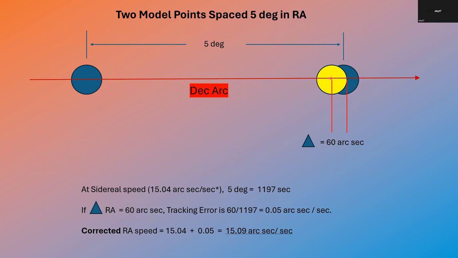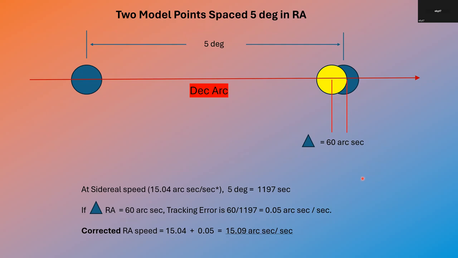in other words, the yellow dot represents what you actually get when you did your plate solving versus where it should be, represented by this right-hand green dot. Then the tracking error is 60 arc seconds divided by the 1197 seconds, or 0.05 arc seconds per second. So that's the correction factor. Your corrected right ascension speed would then be the sidereal rate plus the 0.05 arc seconds per second correction factor, for a total of 15.09 arc seconds per second. That would be the tracking rate calculated between point A and point B to ensure that your stars are tracked properly and come out nice and round.